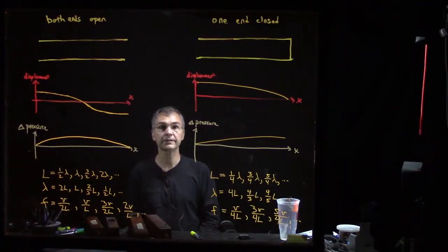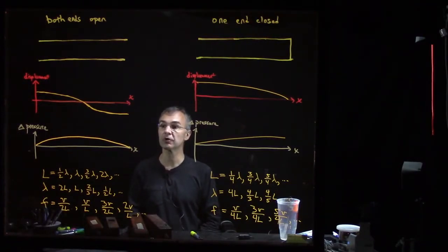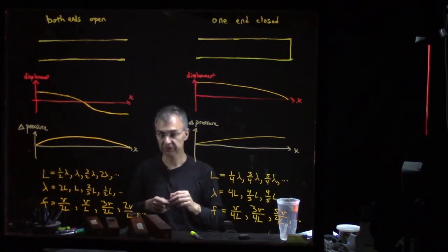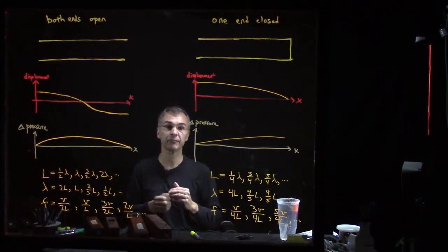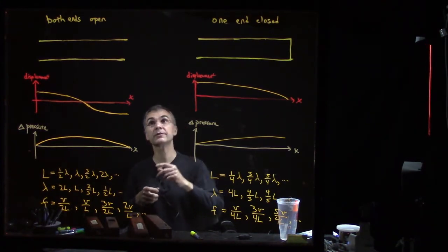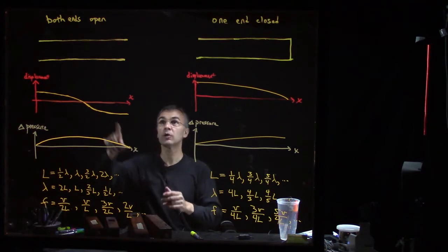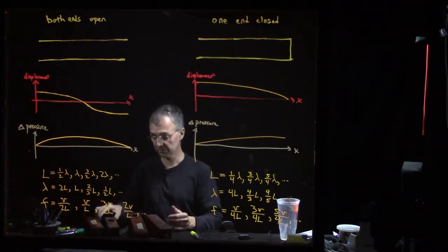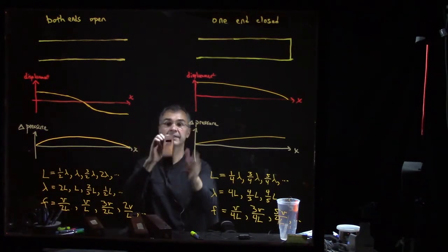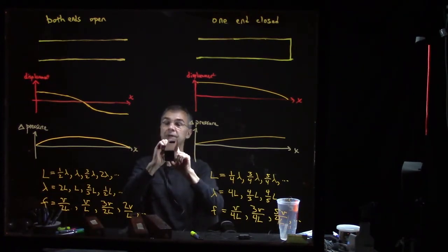So finding the standing wave patterns for a pipe that you blow air in is a little bit trickier than the standing wave patterns for a string. There are two common cases. One is a pipe that has both ends open. Here's an example. So this is open, and then the end that I blow in is also open.